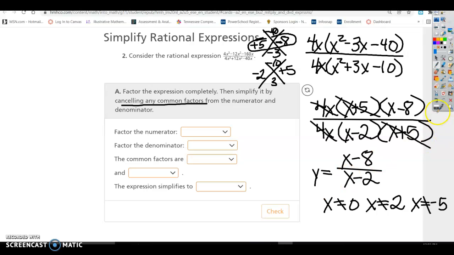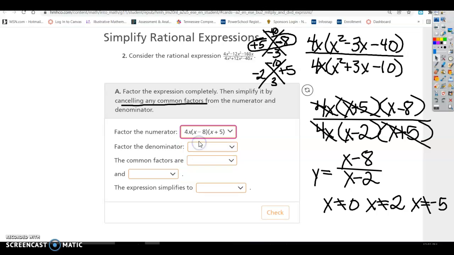All right, let's see what the question asks. It says factor the numerator. All right, so we got 4x times x plus 5 times x minus 8. So we've got this one here, and the order of the factors does not matter. Remember, multiplication is commutative and associative, so moving these in a different order would not matter.